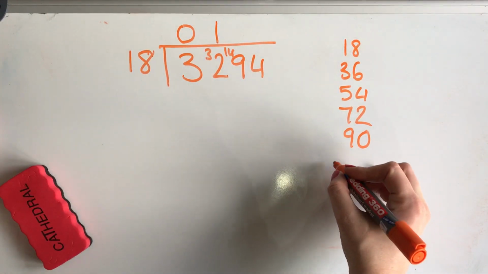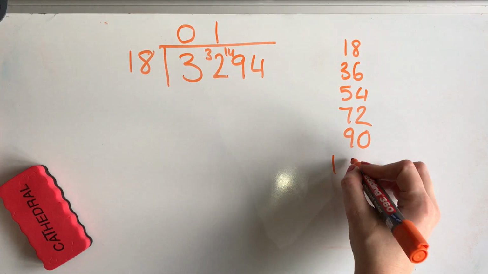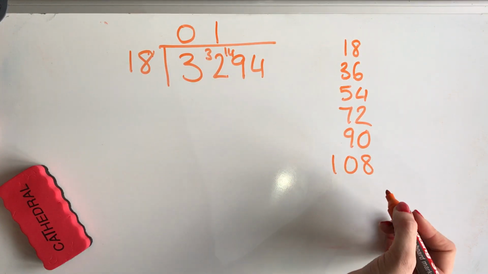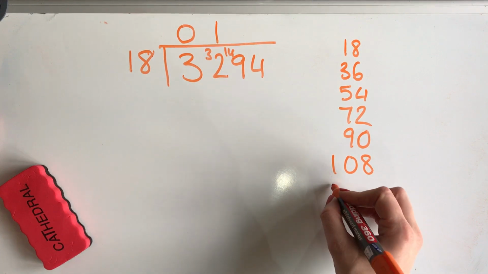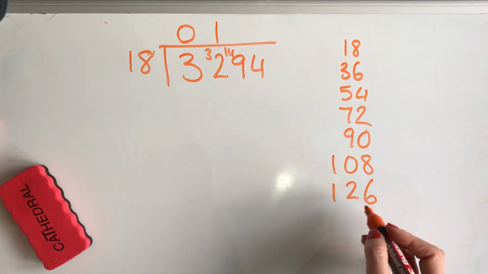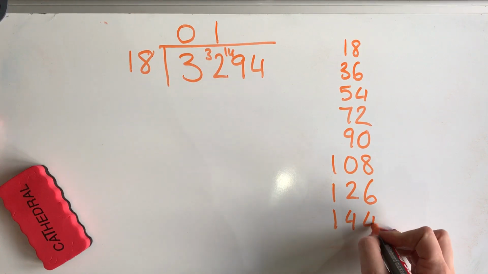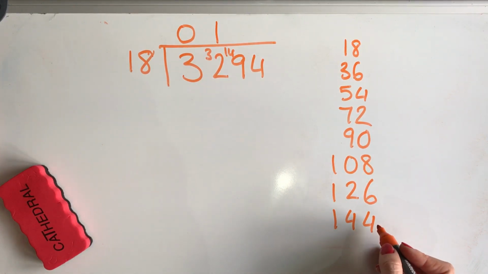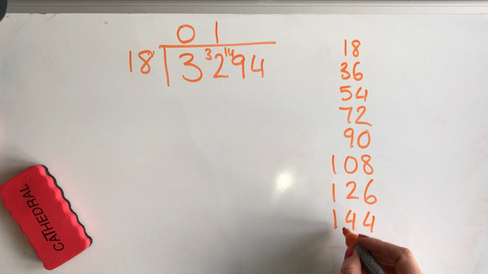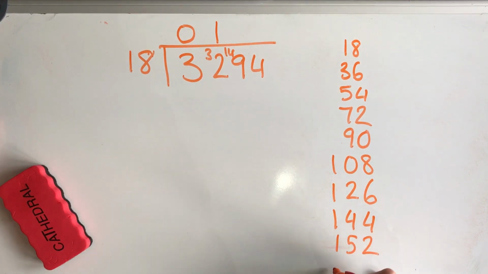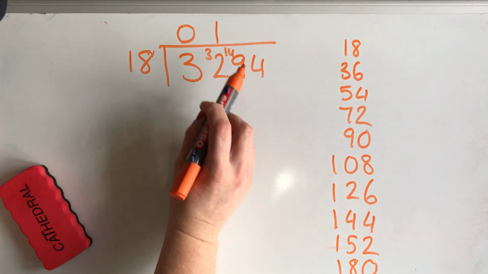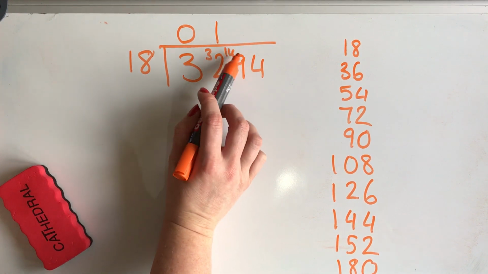So 90 plus 18, so that's going to be 108. 108 plus 18, that's going to be 126. 126 plus 18 is going to be 144. 144 plus 18 is going to be 162. And then we've got 180. So I've got 149.